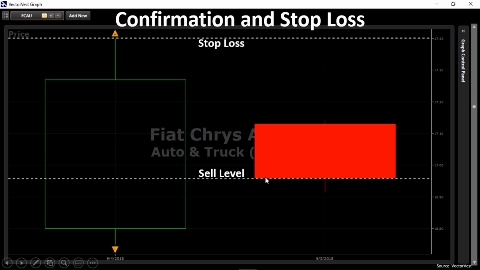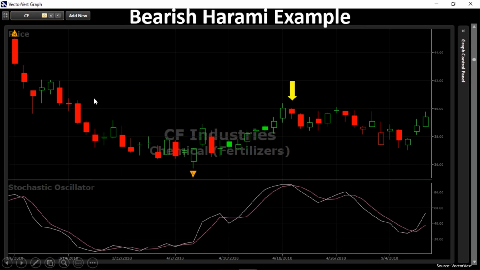so the confirmation level is either the close of the unfilled red bar or the midpoint of the filled green bar, whichever is lower. In this case, it's the close of the filled red bar. Your initial stop loss is the higher of the previous two highs. Obviously, it's the high here of the unfilled green bar. So let's take a look at some examples.